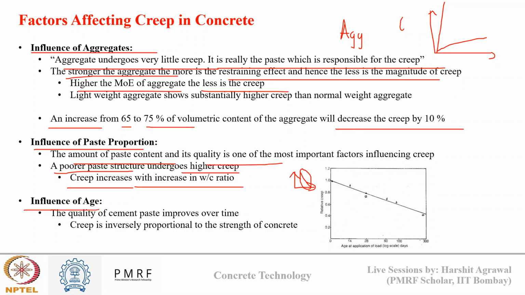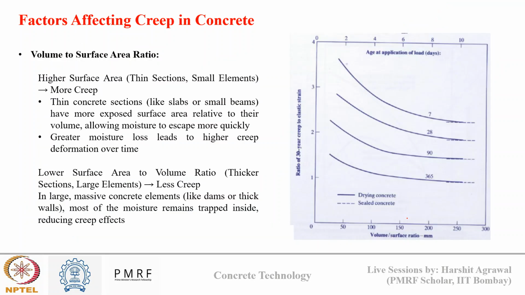Then influence of age. As the concrete ages, the cement paste densifies. So the quality of paste improves, so the creeping effect decreases. You can see here, as the age of concrete increases, the relative creep inside the concrete is continuously decreasing because of the denser microstructure of concrete.